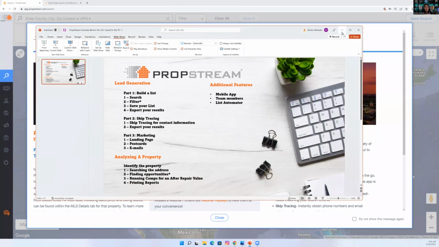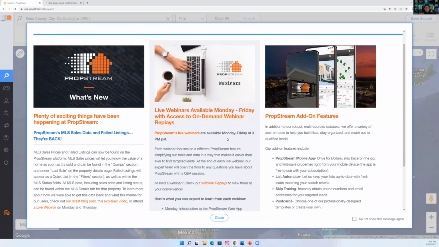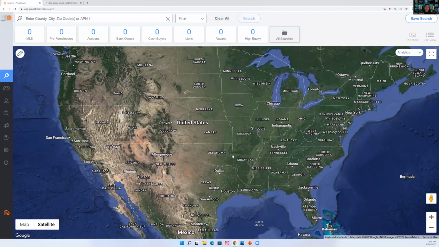And so when you go into PropStream, this is what you're going to see. First pop-up is just, hey, here's all of our software updates. Like we got new data back. We do live webinars daily, Monday through Friday, and some of our add-on features we wanted you to know about. But when you hit close, your playground is in the United States, right?